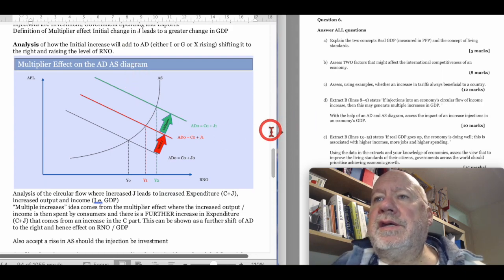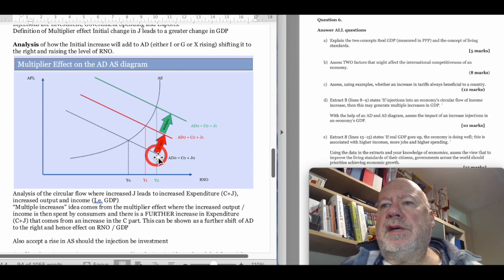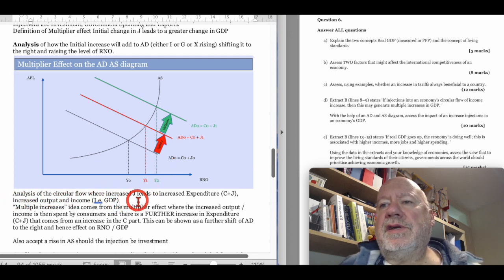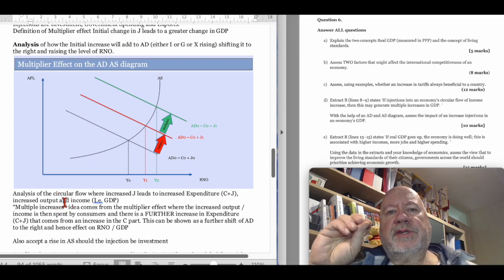But this is the key diagram, that when you talk about the multiplier, you've got to be able to explain. I'll go down here first. The analysis leads to an increase in injections, leads to an increase in expenditure, that's C plus J. Therefore, that's put into the firm sector.